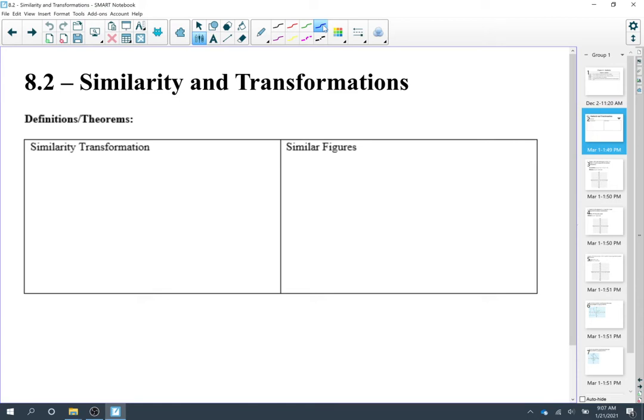8.2 Similarity and Transformations. A similarity transformation is a dilation or composition of rigid motions and dilations.